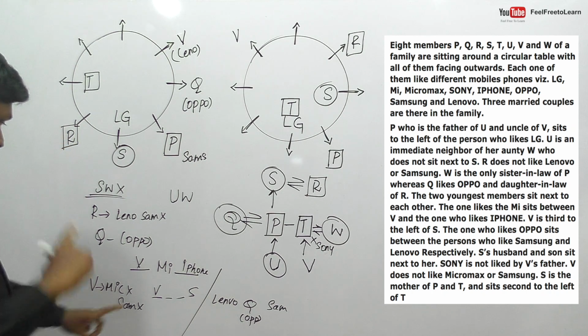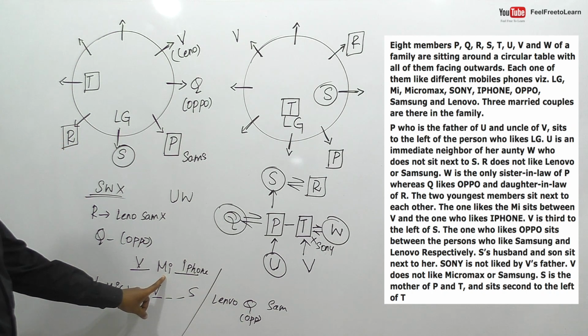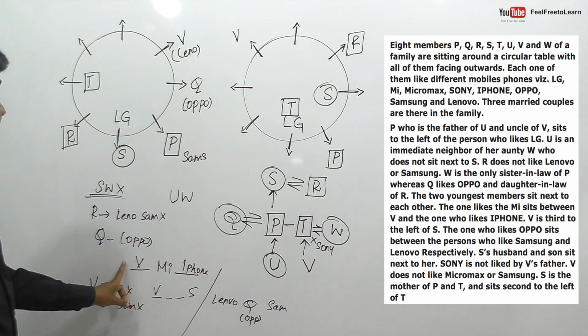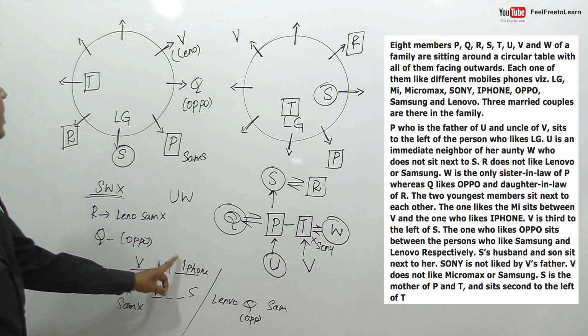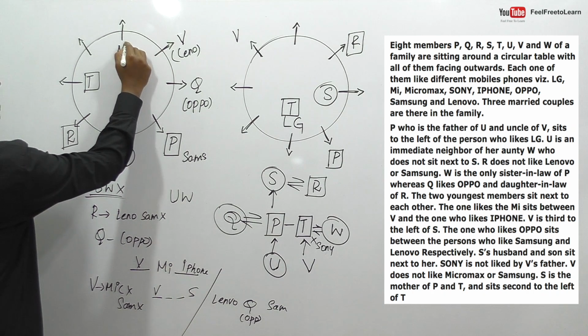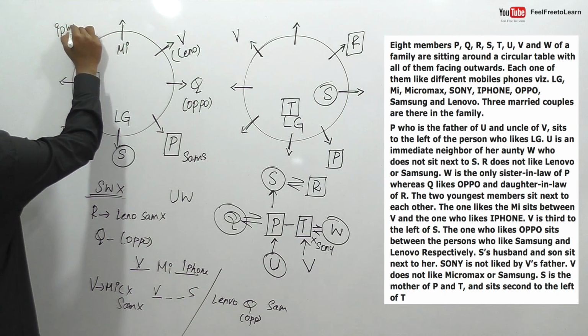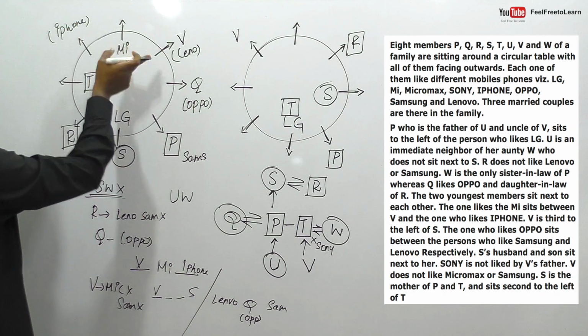and MI, the person V is sitting, right? So friends, MI is sitting between V and iPhone. So we can surely say that MI should be placed here. So this must be an iPhone, because MI is sitting between V and iPhone.